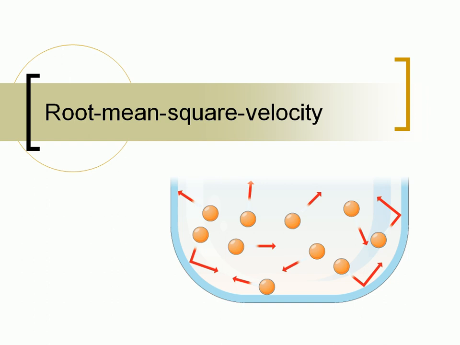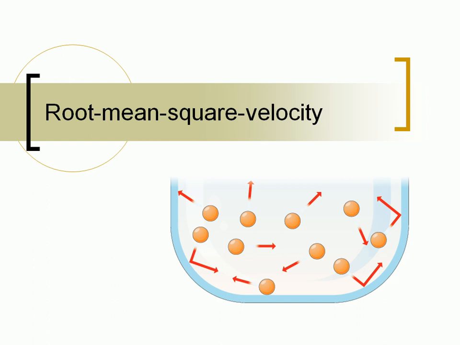Okay, this is going to be a vodcast on the root mean square velocity of gases. What this really means is, in a sample of gas, what is the average velocity of the gas particles in the container? Some gas molecules will be fast, some will be slow, some will be in the middle. What is the average speed? When we say velocity, we kind of talk about speed.